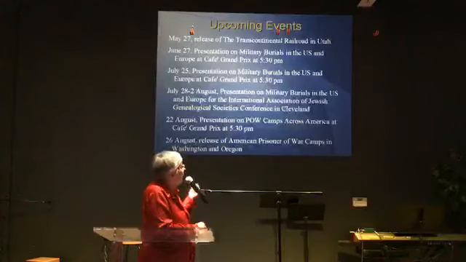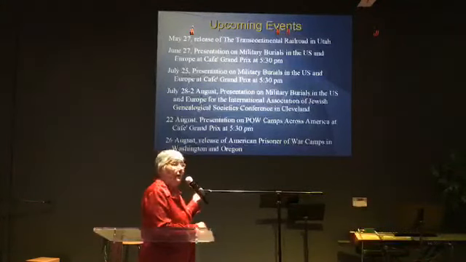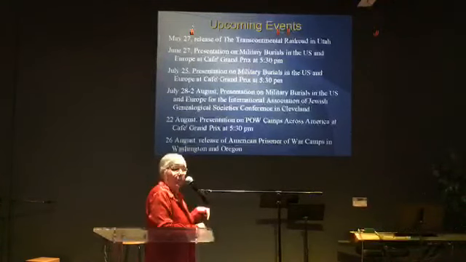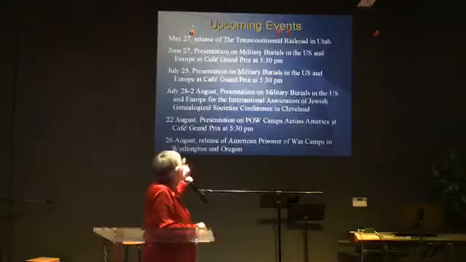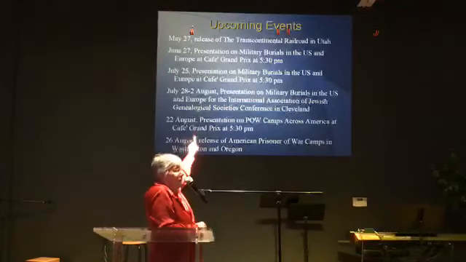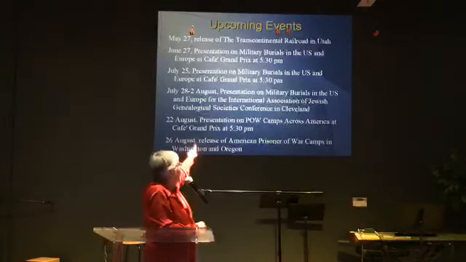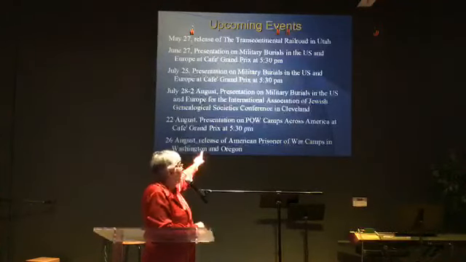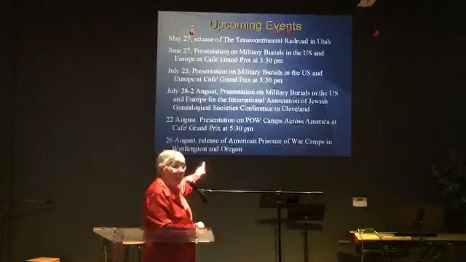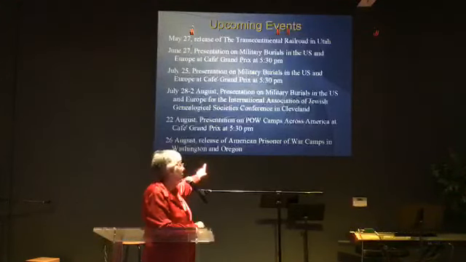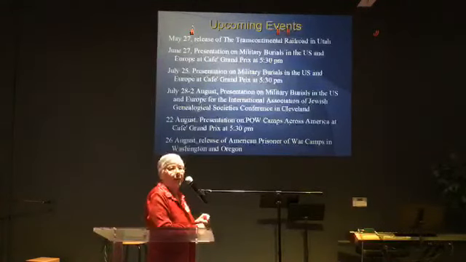Okay, next month we're talking about military burials in the U.S. and Europe, and that will also be at this location. Okay, that's a mistake. So on June 27th, we're talking about the Transcontinental Railroad, and in July, we're talking about the military records. And then in July, I go to Cleveland to talk about military records again. And then in August, we'll talk about POW camps. And then at the end of August, the next POW camp book comes out, number 5 in the series, Prisoner of War Camps in Washington and Oregon.